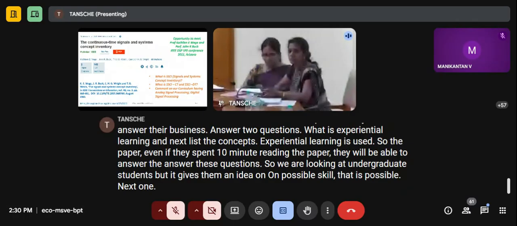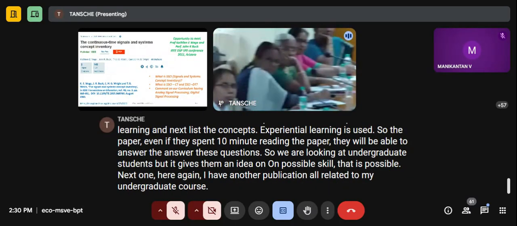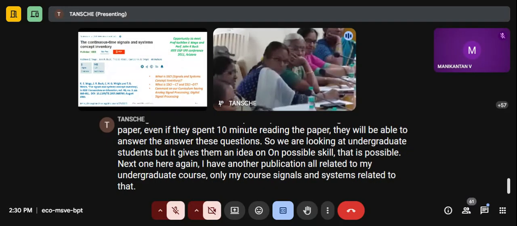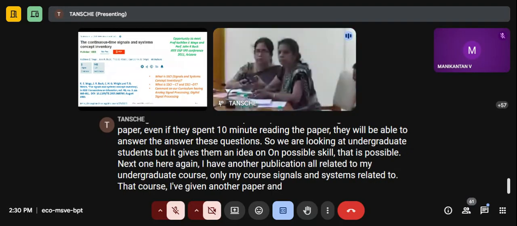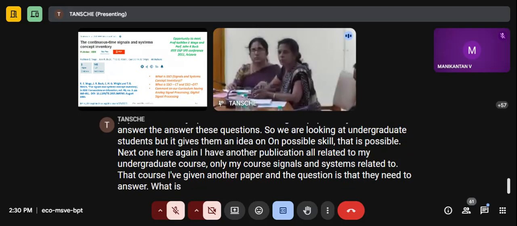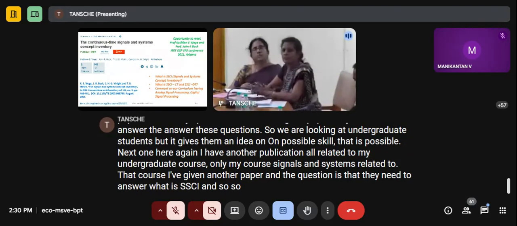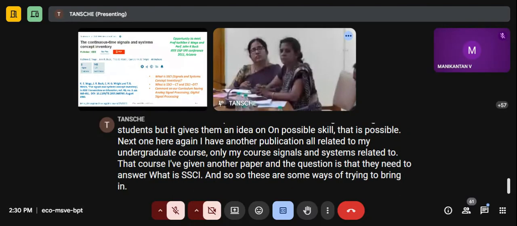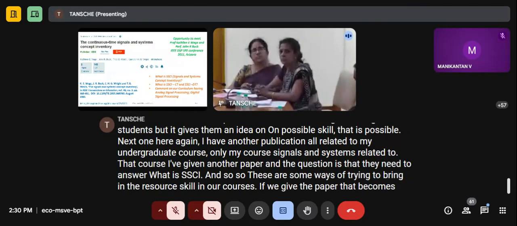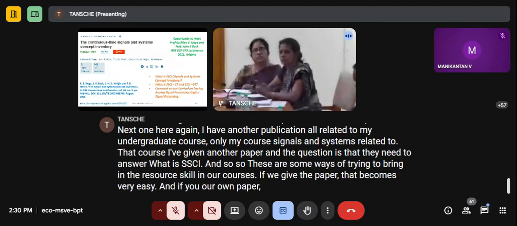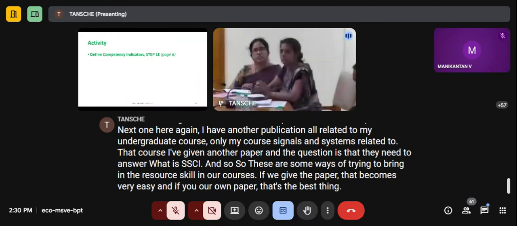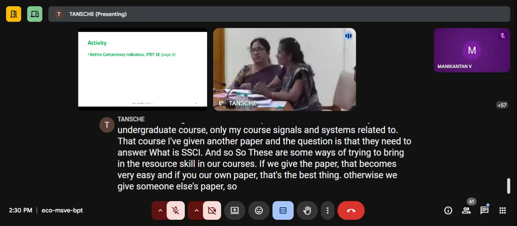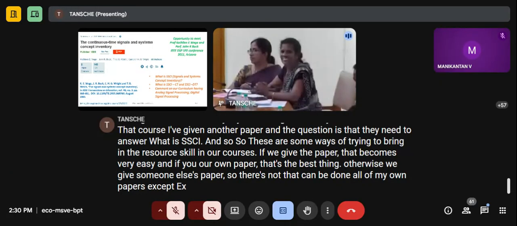Next one. Here again, I have another publication, all related to my undergraduate course. My course is Signals and Systems. Related to that course, I've given another paper, and questions that they need to answer, such as what is SSCI. These are some ways of bringing research skill into our courses. If we give the paper, that becomes very easy, and if we give our own paper, that's the best. Otherwise, we give someone else's paper. All are my own papers, except this one.